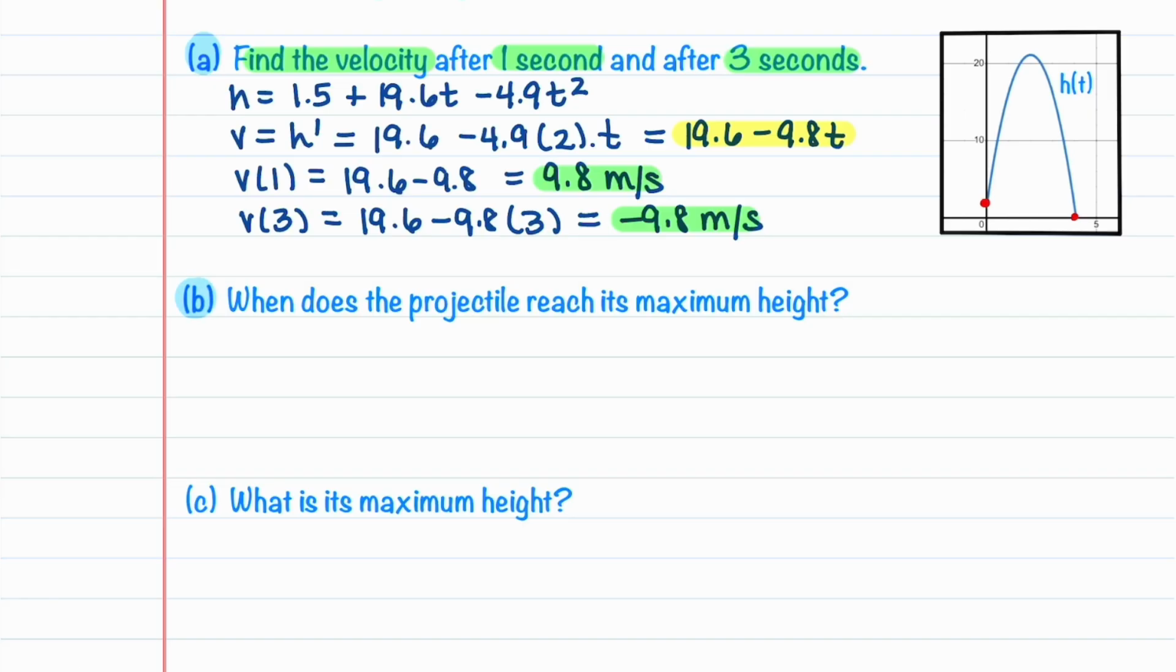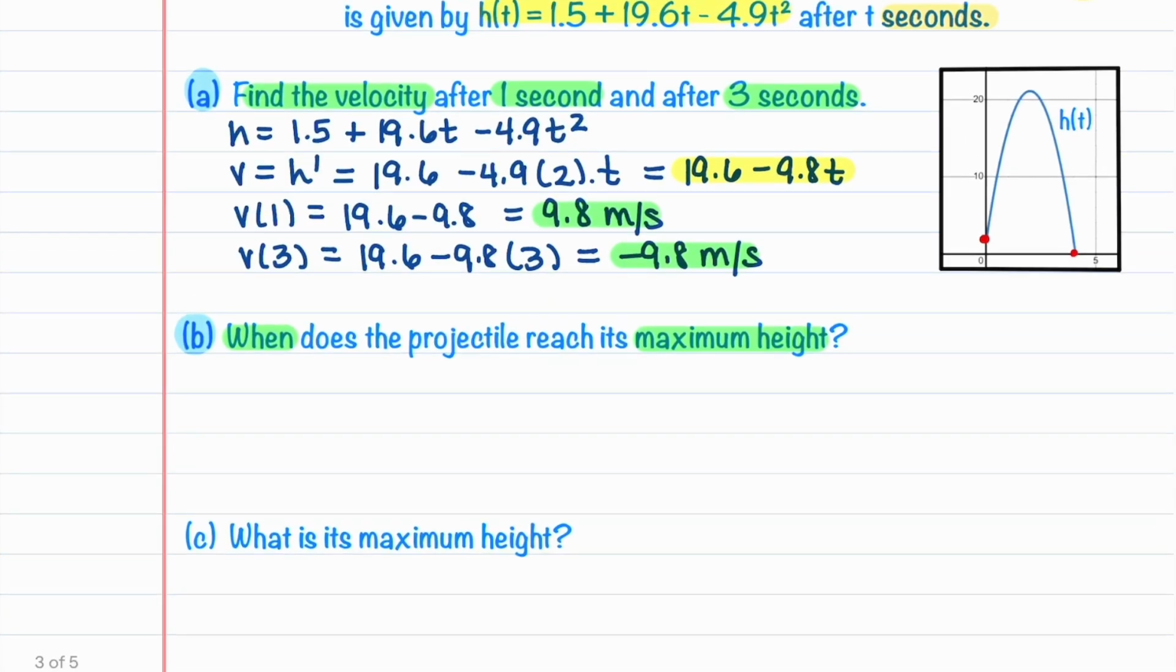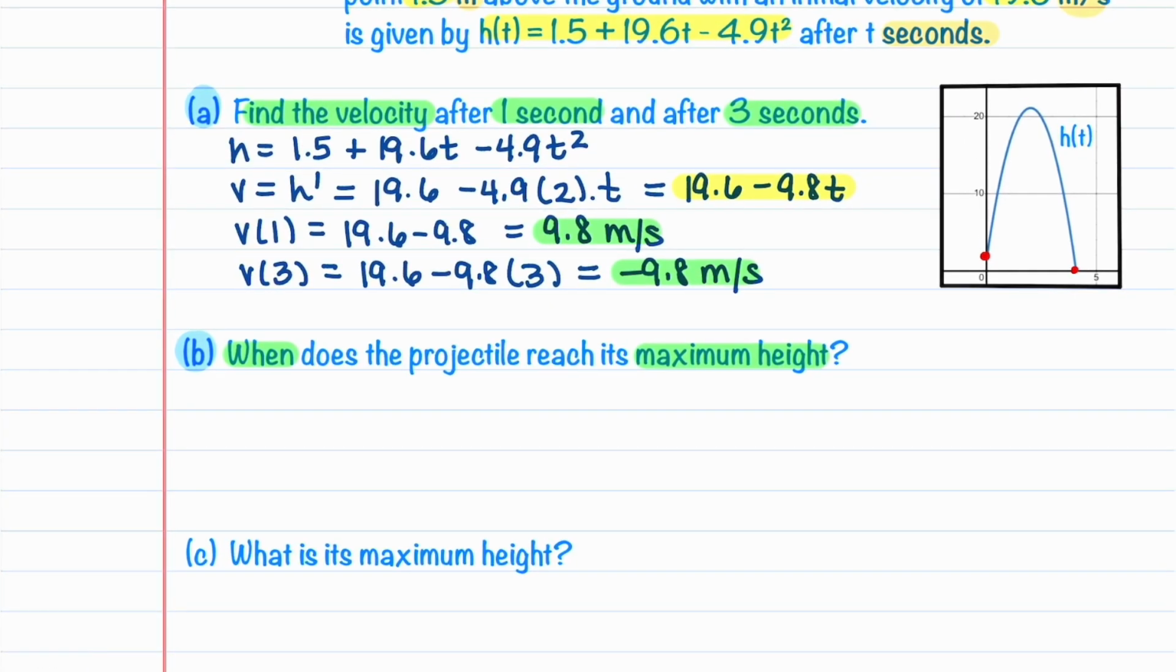This leads into part B, where we are going to find when does the projectile reach its maximum height. And whenever you have the word when, that means you're going to be solving for t. Our projectile is going to reach a maximum height when the velocity is 0. If we look over here on our graph, it's going to be at this point right here where the slope is equal to 0 because the slope is the derivative and the derivative is the velocity. So we need to find t when our velocity is equal to 0.